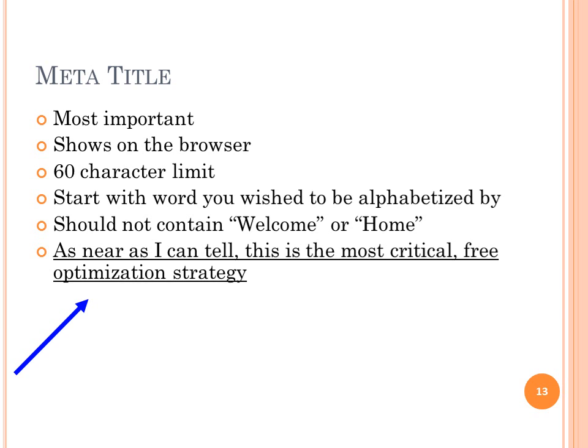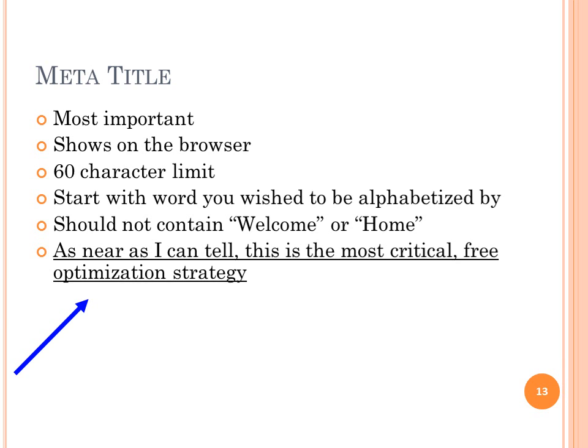The three kinds of meta tags. The first is a meta title. It's probably the most important. This is what shows in the blue bar at the top of your browser when your website's on the screen. It's also used by Google, although people will dispute this, but it seems to be used by Google for your searches.